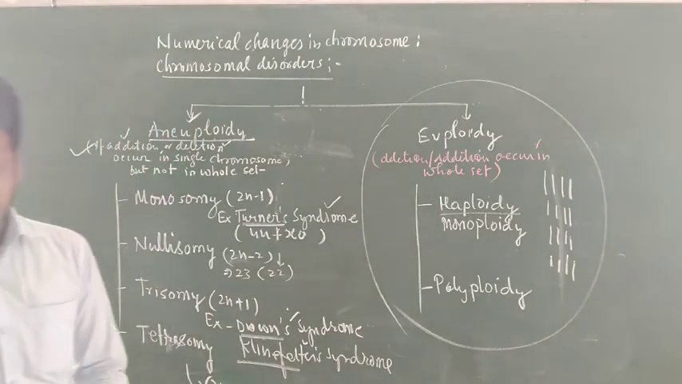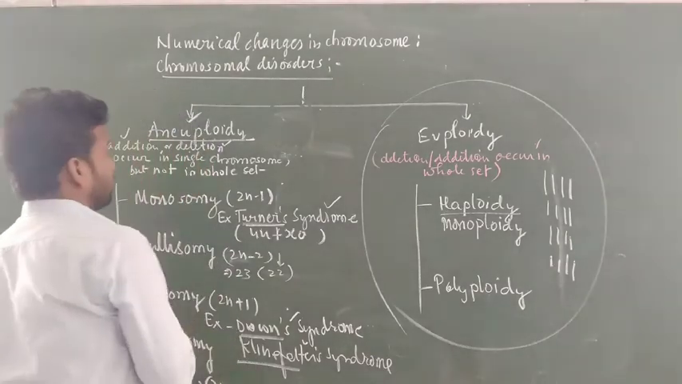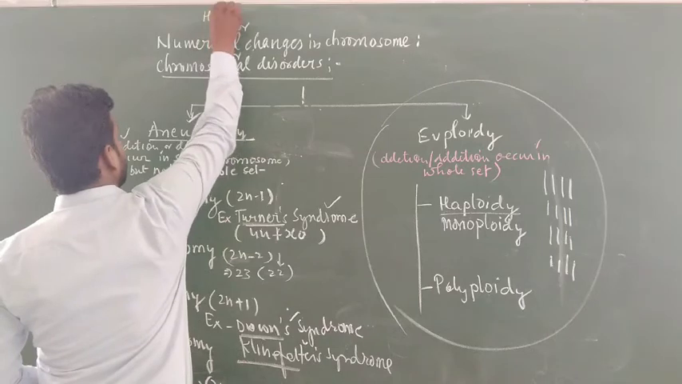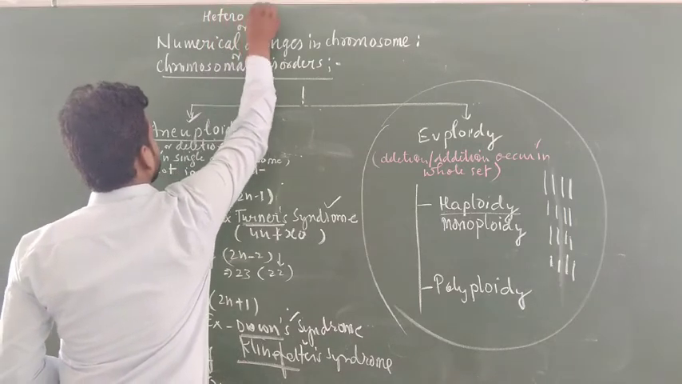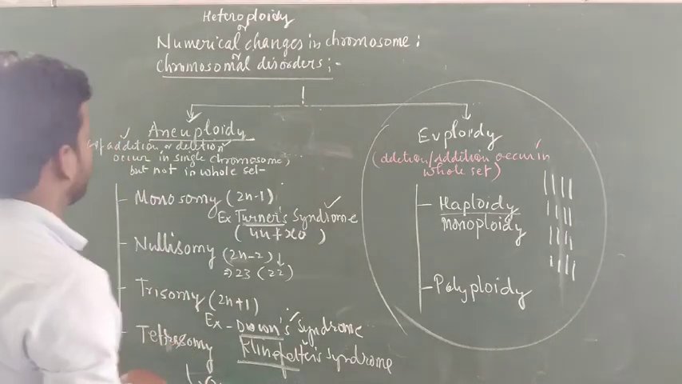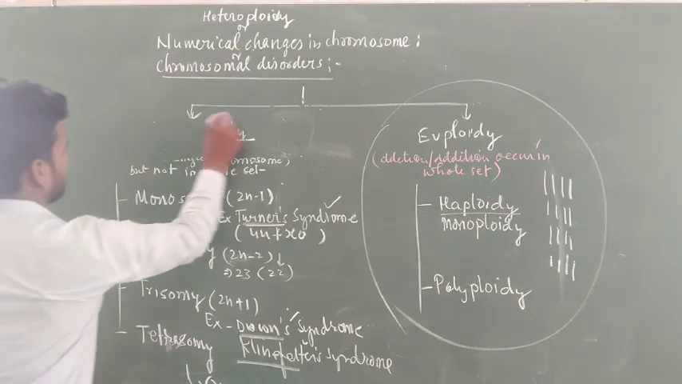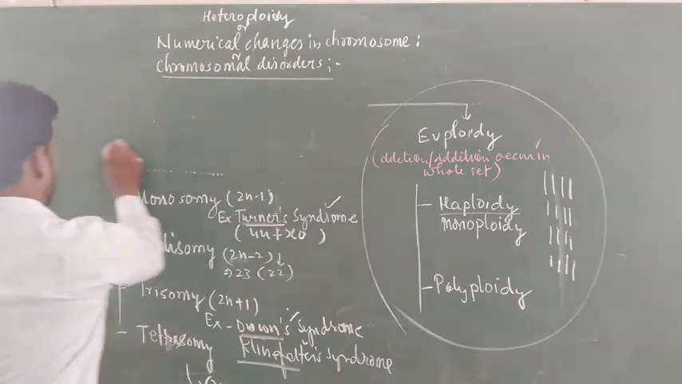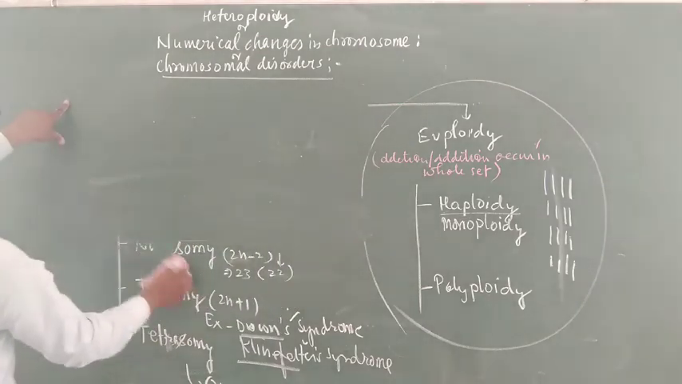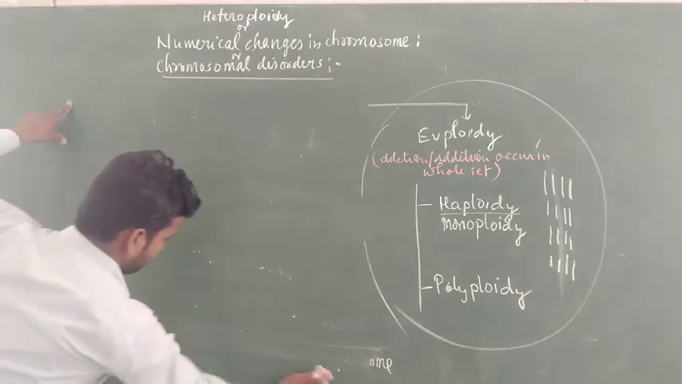This is also known by another name. It is called heteroploidy. So this is aneuploidy and polyploidy. Now, what is aneuploidy? I think you may fully understand about the aneuploidy and polyploidy conditions.